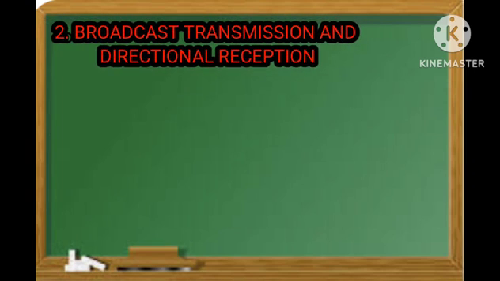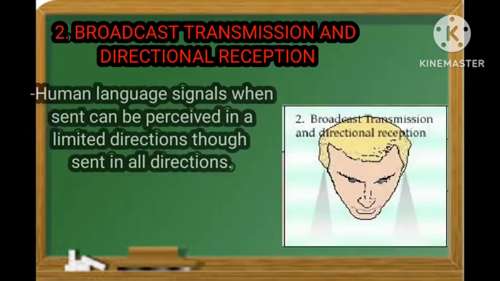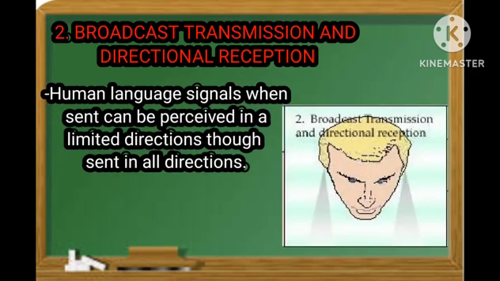Next, we have broadcast transmission and directional reception. Human language signals when sent can be perceived in unlimited directions, as they are sent in all directions. This means that just like when a person stands in the middle of a room, he can be heard by everyone, assuming that he is speaking loudly enough. In other words, the sound propagates as waveforms that expand from the mouth in all directions, and the listeners hear those sounds as coming from a particular direction.